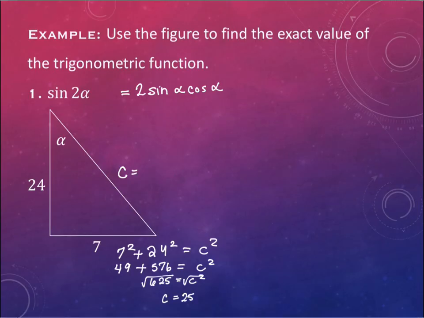That also means that 7, 24, 25 is a Pythagorean triple. We've talked about those in passing a couple of times. It just means all the side lengths are whole numbers. That doesn't always happen, but this one is one of those.